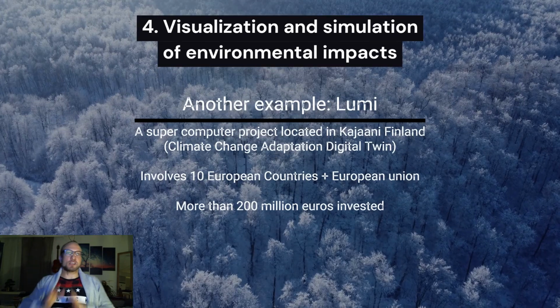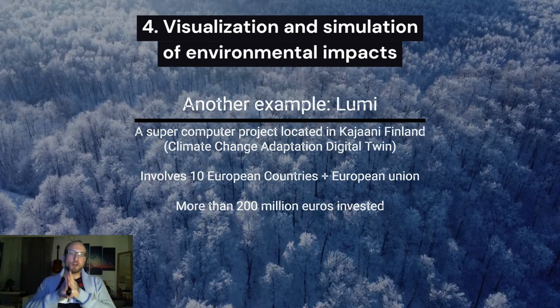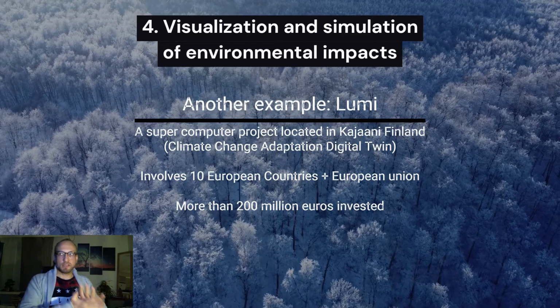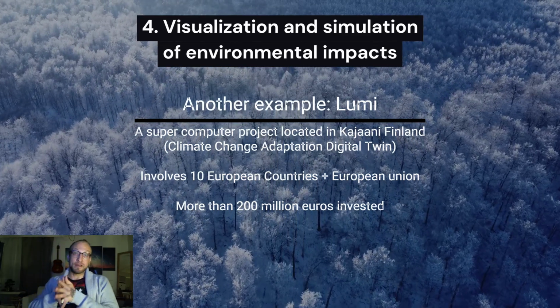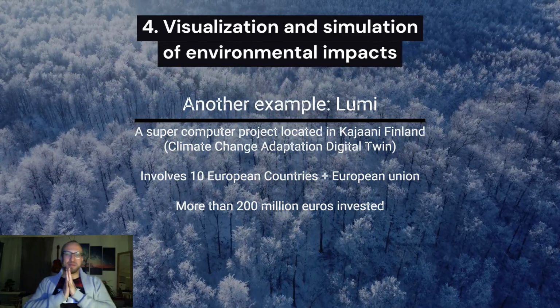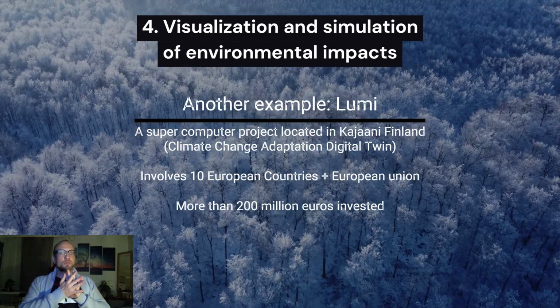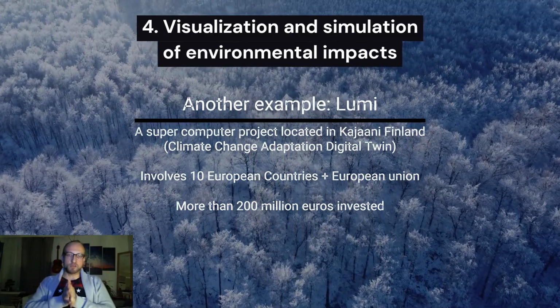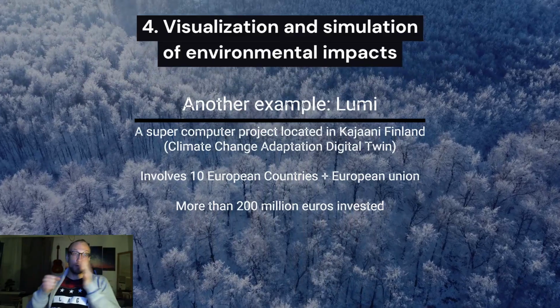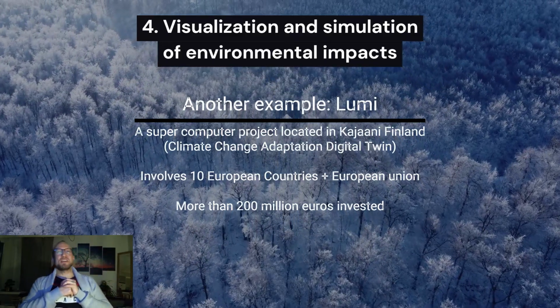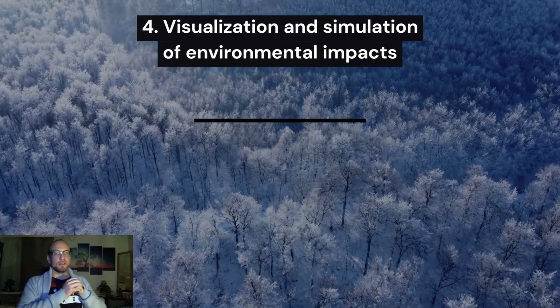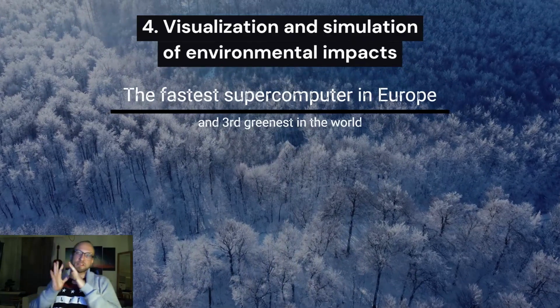Lumi is currently the world's third fastest supercomputer. It's located also here in Finland, in a former paper mill in Kajaani. It's a project that involves 10 European countries right now, and also the European Union. And it represents around 200 million euros in investments.